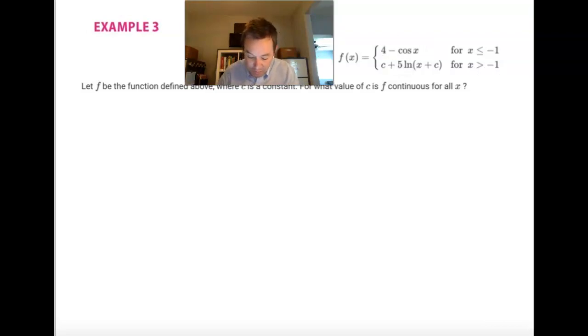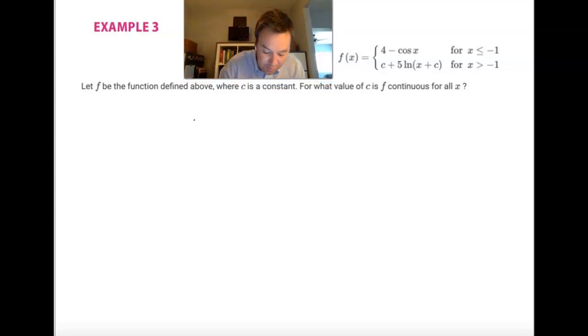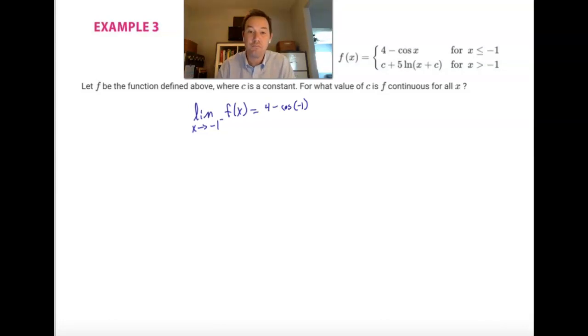So again, same approach. In this case, we're going to be looking at -1 and making sure the limit as x approaches -1 from the left is the same as that limit from the right. From the left, we're going to use the top piece of that function. You can just do a direct substitution. And so I would get 4 minus cosine of -1. And we'll just leave it as is for now, because cosine of -1 I don't think is going to come out to be a nice looking number. So we'll probably be using our calculators to solve this equation.